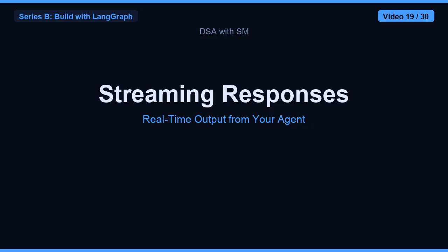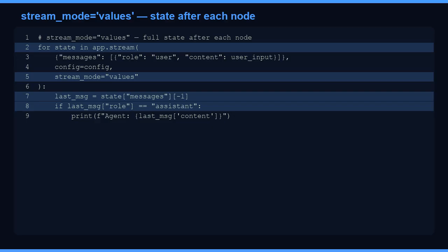Until now, our agent runs, and we wait for the final result. For a good user experience, you want to show output as it's being generated. LangGraph has built-in streaming support. Instead of app.invoke, use app.stream. This returns an iterator that yields events as the graph executes.